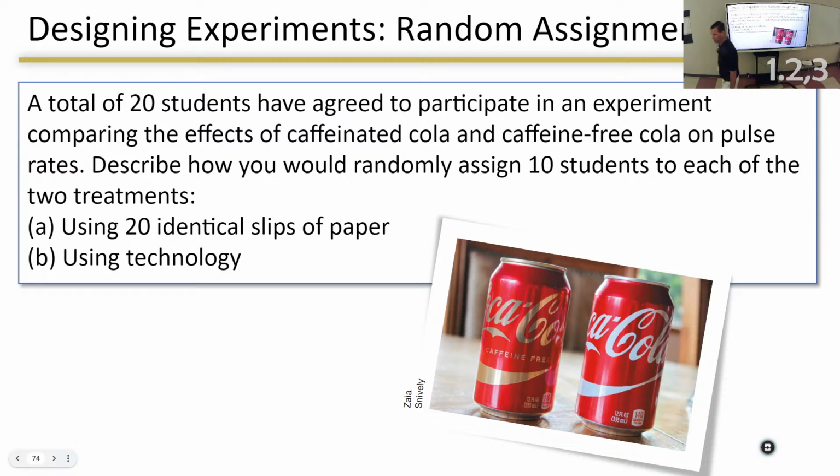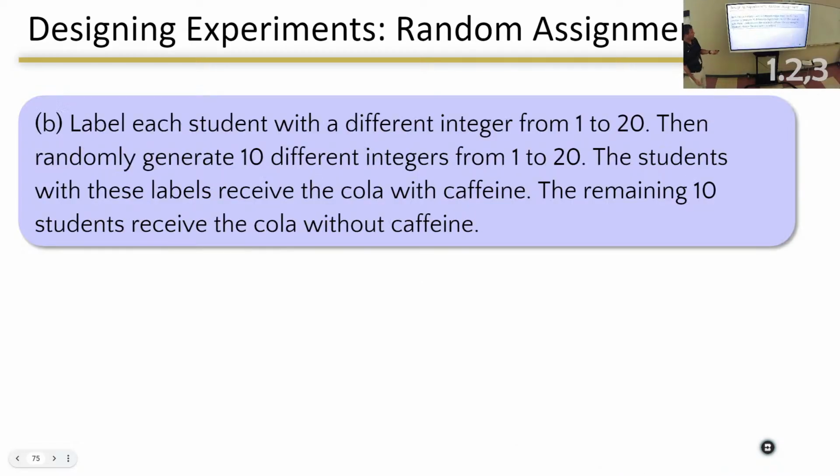If I want to use technology, number the students 1 through 20, use a calculator to randomly choose a number. The first 10 numbers get the caffeine and the remaining 10 do not. Making sure there's no repeats. Label each student with a different integer from 1 to 20. The randomly generated 10 different integers from 1 to 20. The students with these labels receive the cola with the caffeine. The remaining 10 students receive none. They didn't say anything about repeats. They probably get dinged.